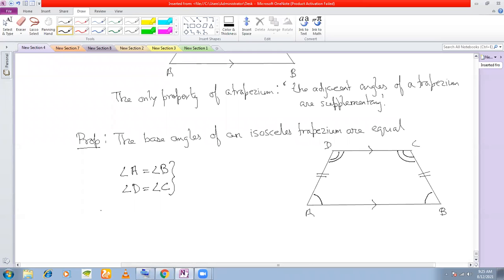This does not hold for a normal trapezium, but if it is an isosceles trapezium, then this property will also hold. Apart from the properties that definitely hold because it is a trapezium, you have this property also. Okay, so let us work out one problem from isosceles trapezium.